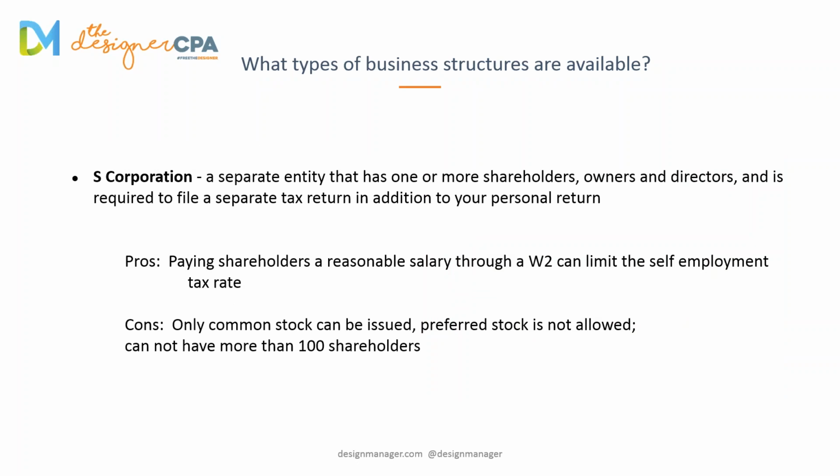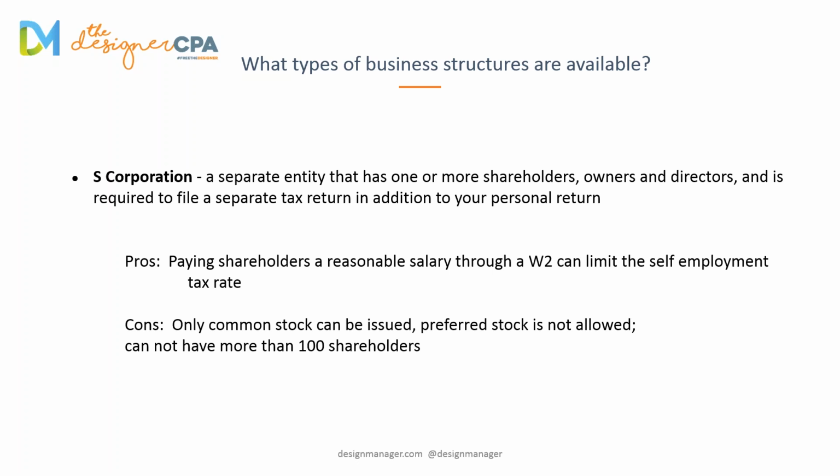So another type of entity that you can be is what's called an S corporation. An S corporation is a separate entity that has one or more shareholders, owners, and directors, and it's required to file a separate tax return in addition to your personal return. So an S corporation can be one owner or more than one owner.